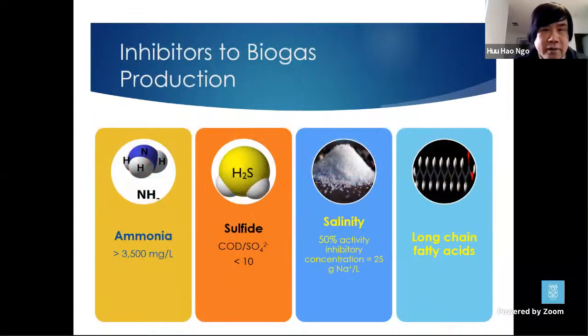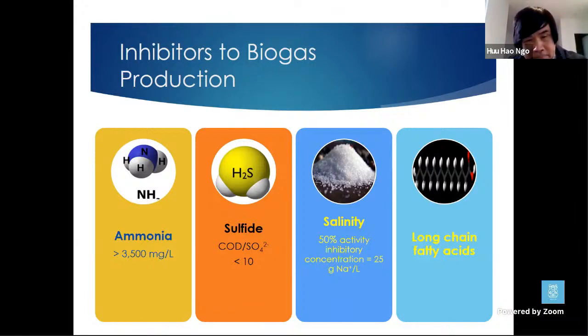All right. The inhibitors to biogas production. Yes, we have a problem: if the ammonia is higher than 3,500 milligram per liter, it becomes an inhibitor for biogas production.